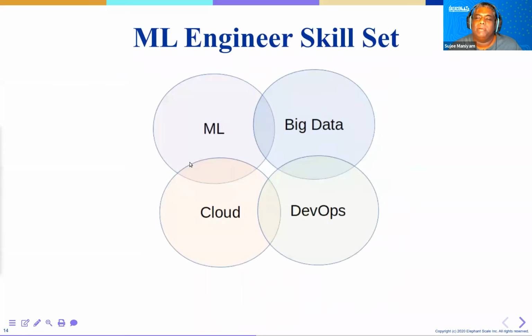So here's a skill matrix of a machine learning engineer, right? Here you see 4 main circles: machine learning, big data, cloud, and DevOps. I'm going to go into this in detail in the next few slides. And in the meantime, guys, if you have any questions, I know you can ask the questions on the conference application. I'm keeping an eye on this. So if you have any questions, please post there, right?